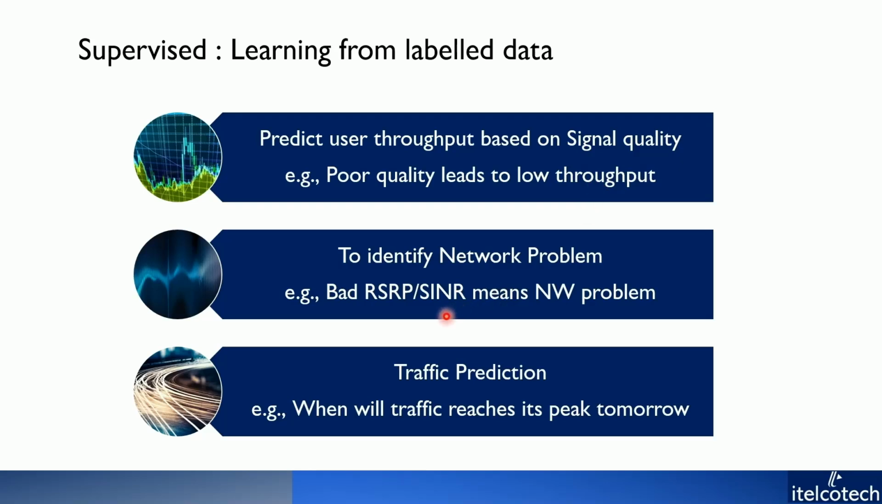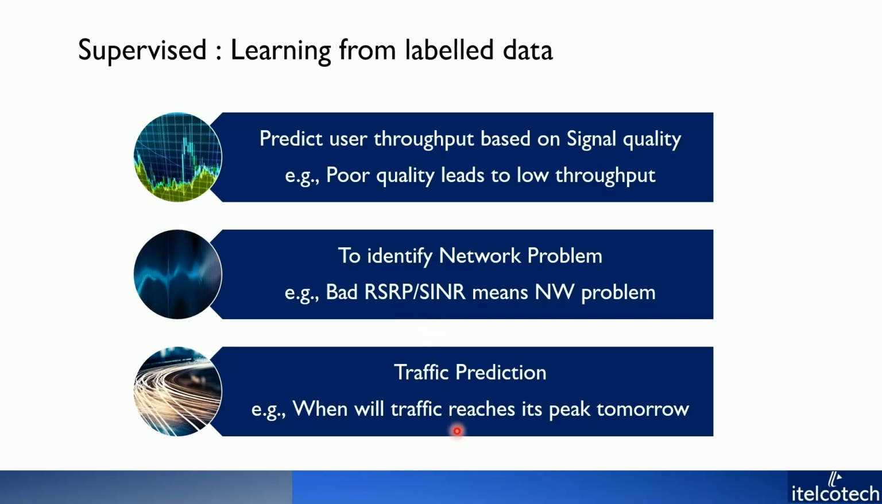Similar to this, there could be another use case related to identifying certain network problems. This is more about a classification. The first one is a regression problem, where a continuous change in quality leads to a continuous change in throughput. Another could be a classification where, if there is a poor SINR, poor quality or poor signal level, there is a network problem. We will have certain clusters with poor quality and poor signal, and we'll identify them as network problem areas and have an improvement plan on that basis.